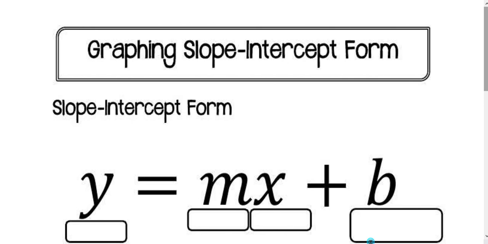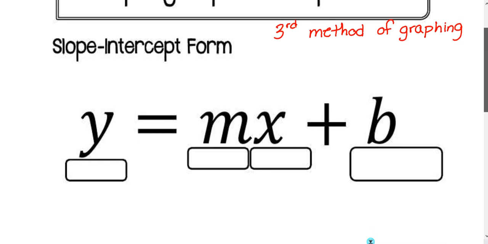Graphing in slope-intercept form. This is our third method of graphing. Keeping in mind that our first method of graphing was TOV, table of values, and our second method of graphing was x-y intercepts.